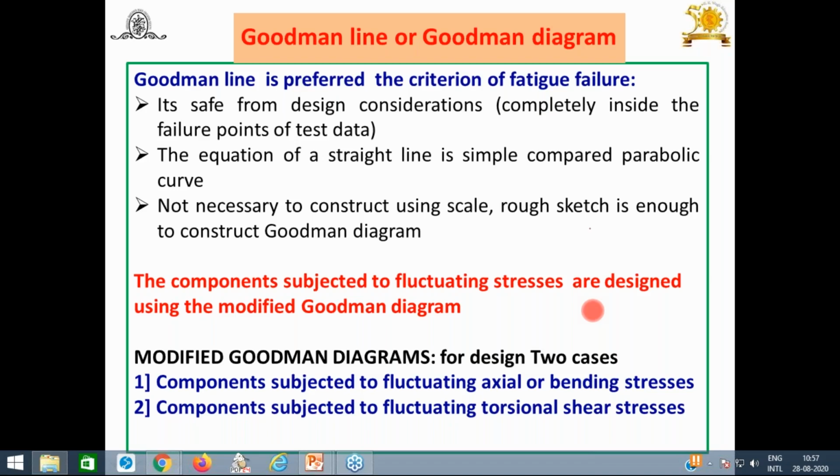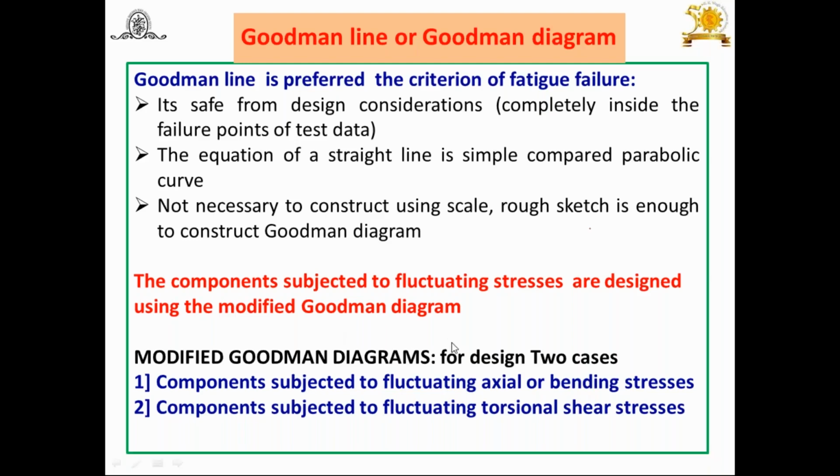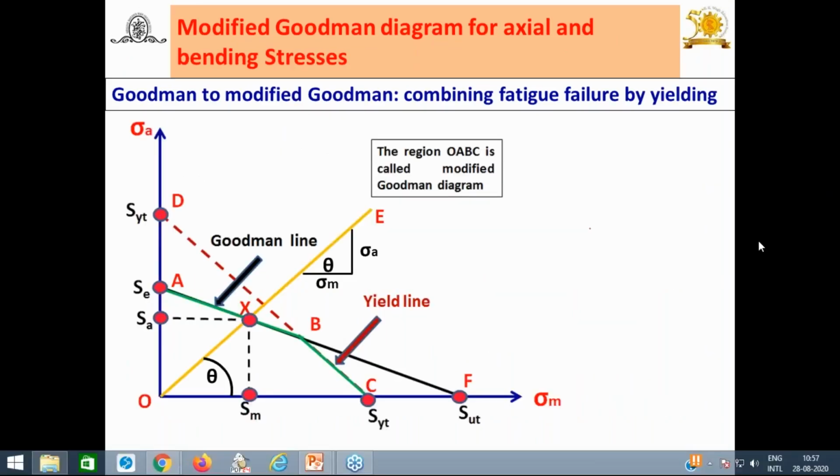Try to understand these things. I will elaborate those things more clearly while solving the problems also. So today let us discuss the first case, component subjected to fluctuating axial or bending stresses, and how to construct the modified Goodman diagram for this. Now let us see here. I am going to explain this. Now, the modified Goodman diagram for axial and bending stress. You can note down this. Now here what I have done, x-axis sigma_m, y-axis sigma_a. Again you can look at S_yt, S_yt.